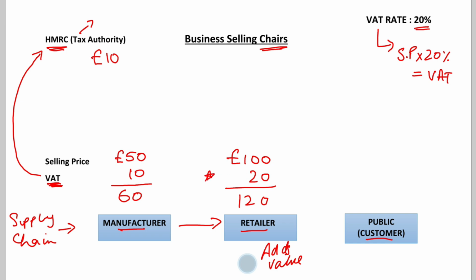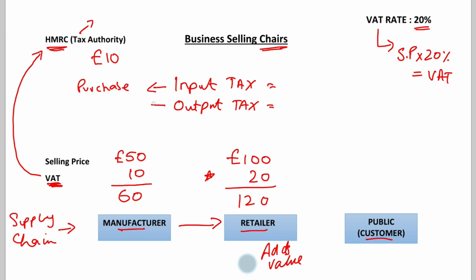Now, the retailer has added VAT, if you can see, right? Now, the VAT does not belong to the retailer. It needs to pay to the tax authority because it's a liability. If you see, there are two types of taxes, input tax and output tax. Input tax is mainly on your purchases and output tax is on your sales.